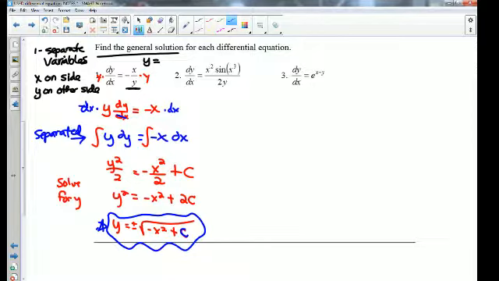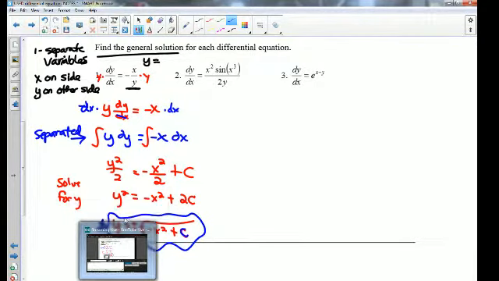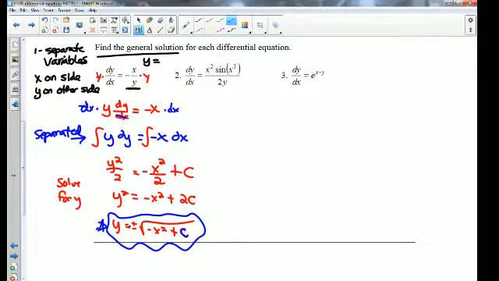Does anybody know what shape this is? Half circle? It's not a half circle. It's a complete circle because there's a plus and a minus. If you see this, it's very common for us to see that. That's a circle, the derivative of a circle.